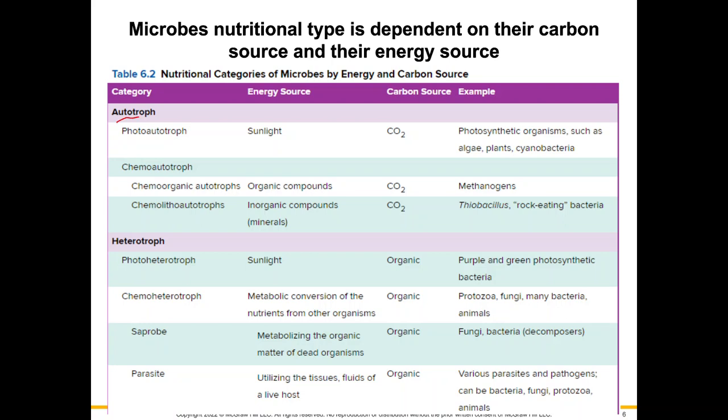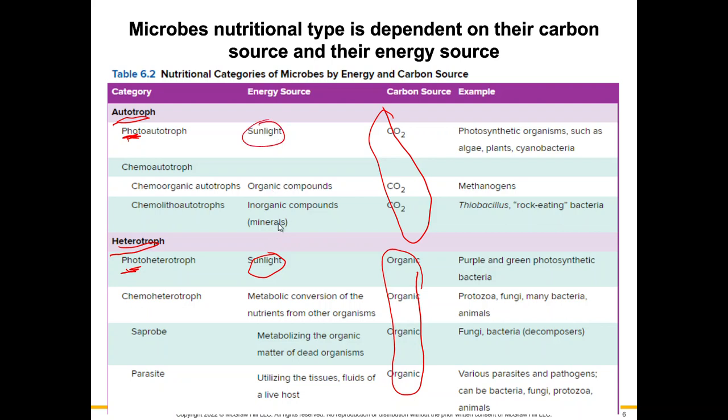So you'll notice there is autotrophs and heterotrophs, and then there's subcategories of those as well. But I want to point out a couple of things that are consistent in the chart that might help you to be able to master it better. So if we notice, all autotrophs have a carbon source of carbon dioxide. All heterotrophs have an organic carbon source. If there's a photo in the beginning, then it means the energy source is sunlight. So those are just some consistent patterns in the chart that I think are of relevance.